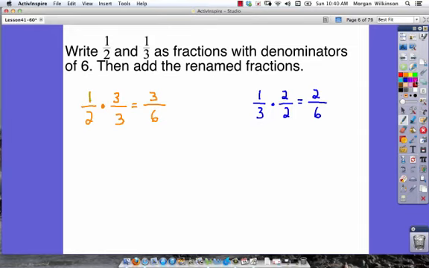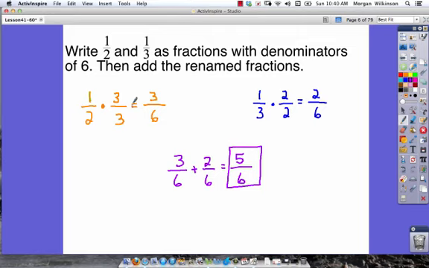So we've got our two renamed fractions. We've got 3/6 plus 2/6. Now we can add them because they have the same denominator. Denominator always stays the same when we add or subtract fractions. So we've got 6 all the way across. And then 3 plus 2, that's going to give us 5/6, or 5 out of 6. We've got our final answer.